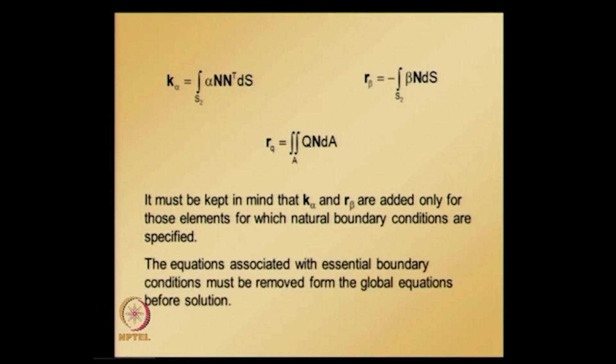Equations associated with essential boundary conditions must be removed from the global equations before the solution, and in these equations we need to substitute triangular element shape functions to further simplify them and get the element equations for the 3 node triangular element for the 2-dimensional boundary value problem, which we will be seeing in the next class.